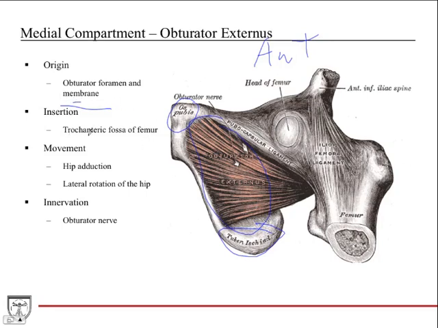It inserts onto the trochanteric fossa of the femur, so it wraps around here. It has this insertion on the posterior aspect. Movement is hip adduction. Again, when muscles contract, it's going to pull towards the midline here. And then it also helps with some lateral rotation because it also inserts where a lot of the lateral rotators of the hip insert. So if it's going to pull this way, it's going to pull on the hip out that way, which would be lateral rotation. It's a medial compartment muscle, so that's going to be the obturator nerve.